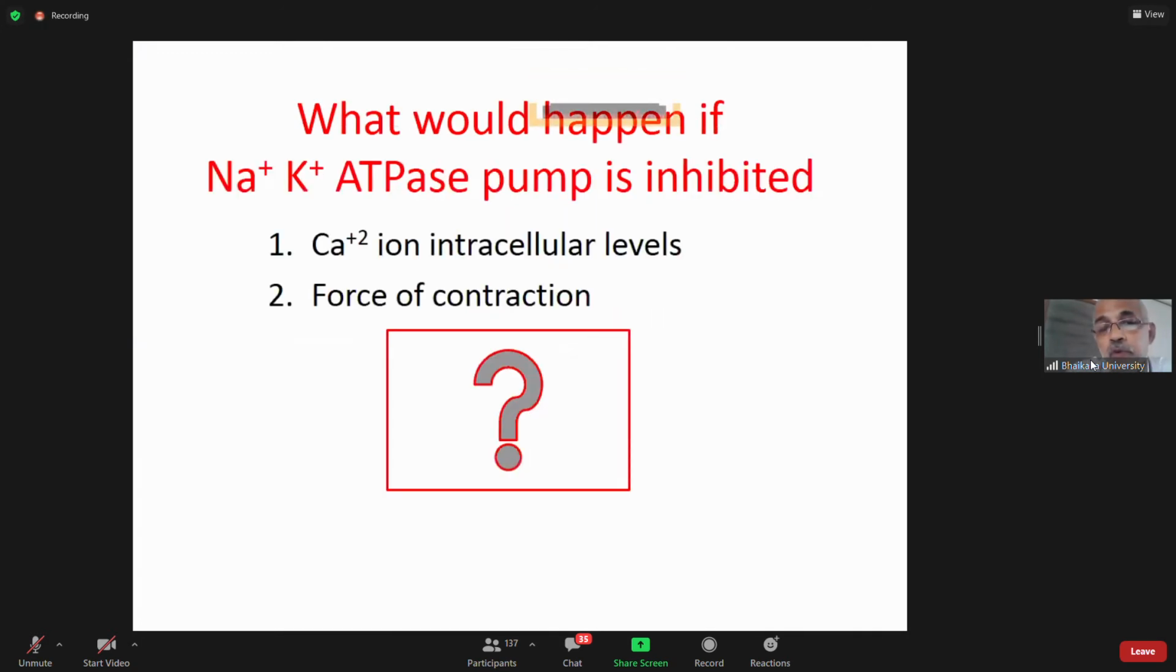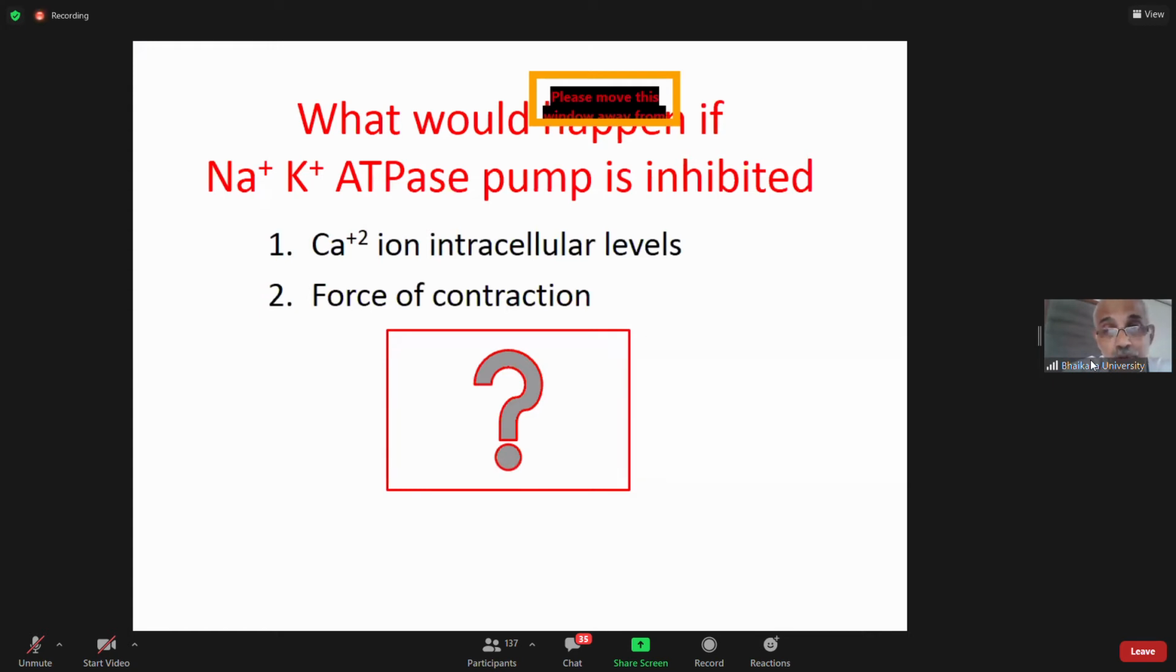Now here's the second homework. First, what is the calcium ion concentration at the intracellular level? Second, if the sodium potassium pump is inhibited, what will be its effect on the concentration of calcium ion? What happens to calcium ions? Third, what is its effect on the force of contraction if the sodium potassium pump is inhibited?